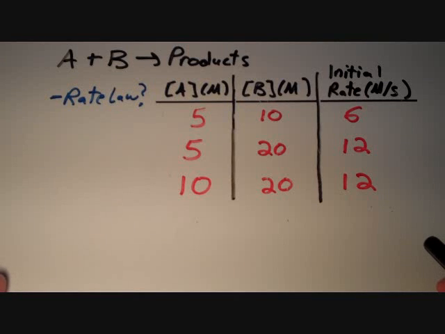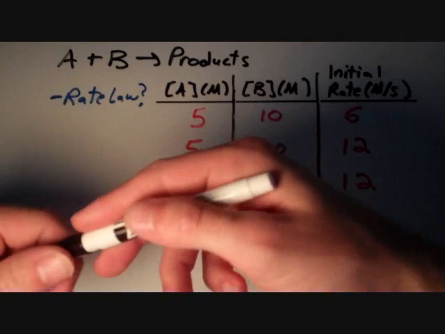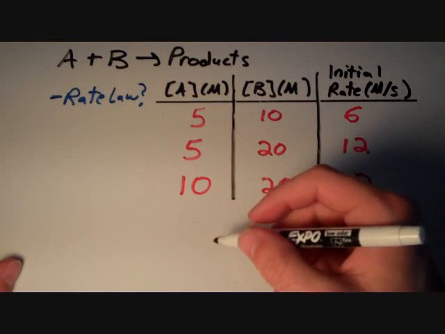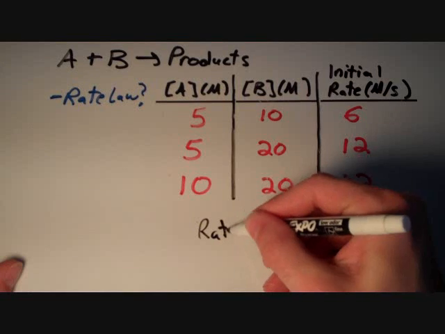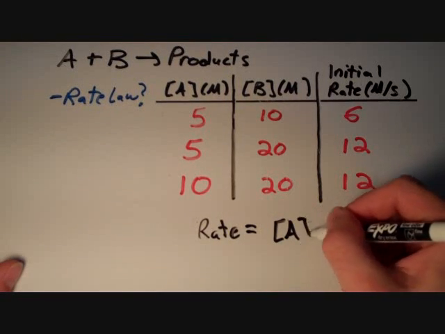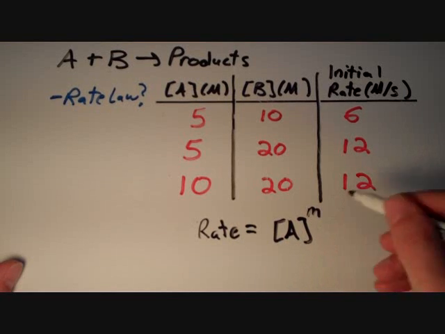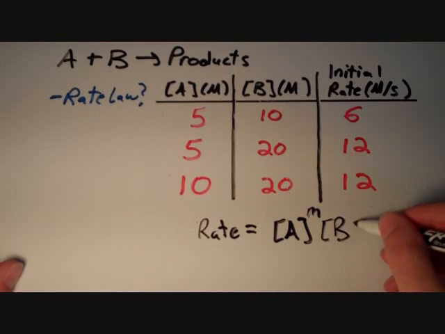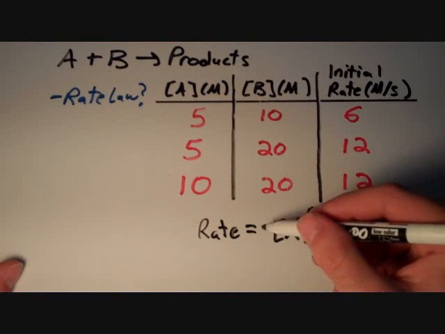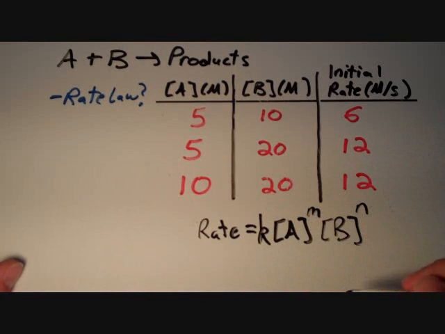Alright, so this is going to be an example in which we try to determine the rate law of a chemical reaction that has two reactants, A and B. Recall that in order to express the rate law, in general we say that the rate equals the concentration of A raised to a power, M, times the concentration of B raised to another power, we'll call that N, and of course this is also multiplied by the rate constant K.